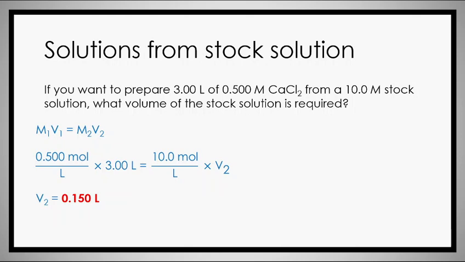Something I have to draw your attention to in this particular problem is that I tell you that I want a total. I want 3.00 liters of my 0.500 molarity calcium chloride. Do not read this as me saying that I'm going to add 3 liters of water. Because if I were to add 3 liters of water to my already present 0.150 liters of calcium chloride, I am no longer going to have 3 liters.